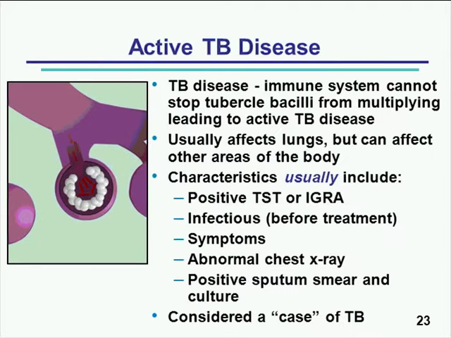However, TB disease happens when that wall that surrounds the organism breaks down and the organism starts to multiply, leading to active disease. It typically affects the lungs, but can affect other parts of the body. In the United States, approximately 85% of TB cases are pulmonary TB. The remaining are extrapulmonary TB. The characteristics usually include a positive TST or IGRA, and the patient is typically infectious before treatment. Patients may have symptoms, looking for a cough primarily, will have an abnormal X-ray, and positive smear and cultures. Smears may be negative, but the culture may grow MTB, and this individual is considered a case of TB.